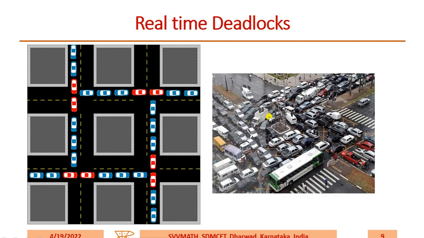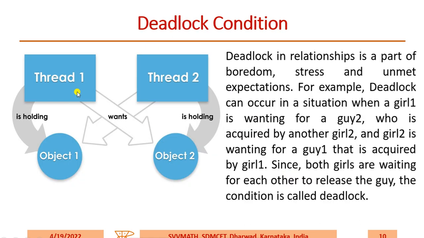Real-time deadlocks are something you observe in day-to-day life on the roads in big cities. Because of the traffic, you find a traffic jam which is very difficult to continue. Now, all the cars are in a deadlock state. You just read it, take a few seconds. Even in day-to-day life, somebody has written on the internet, just sharing with you.